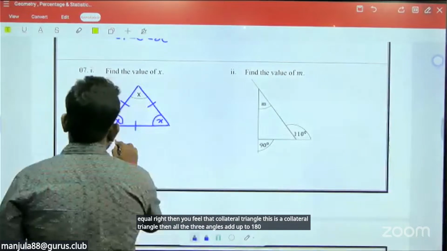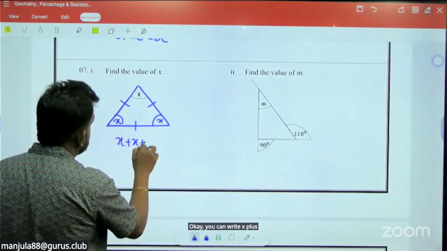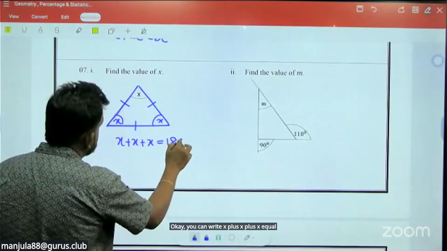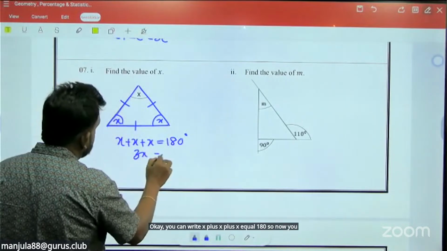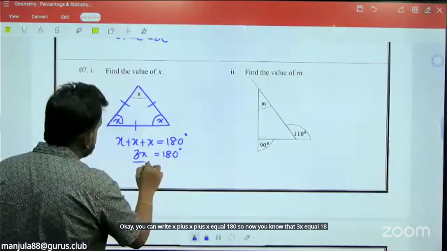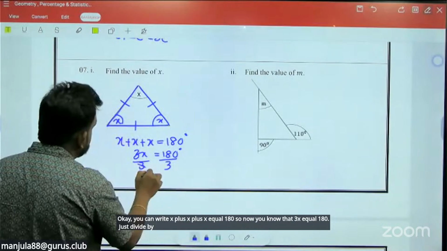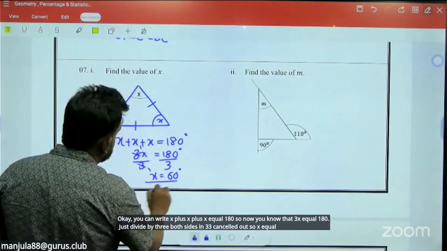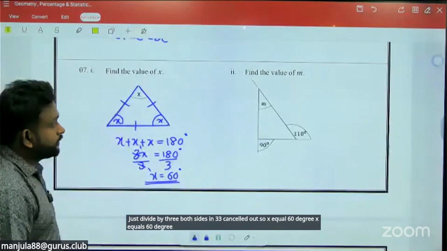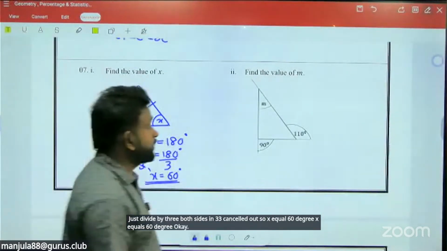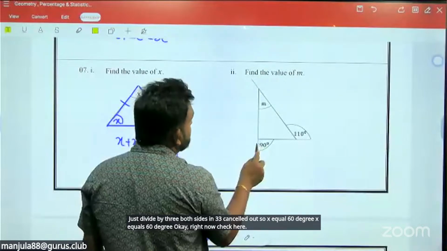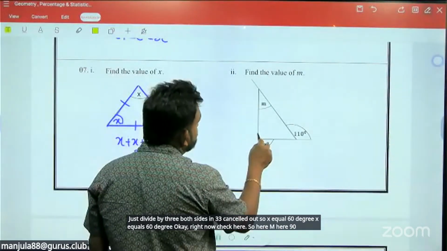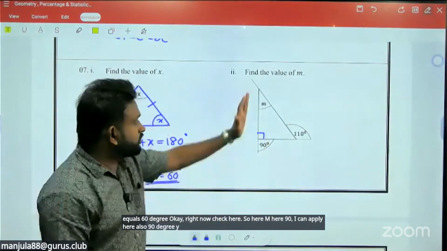You can write x plus x plus x equals 180. So now you know that 3x equals 180. Just divide by 3 on both sides. Then the 3 cancels out, so x equals 60 degrees. Okay, right. Now check here. So here m, here 90. I can apply 90 degrees here also. Why? This is a straight line.